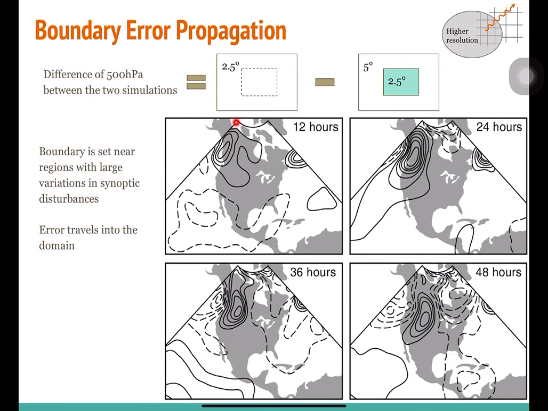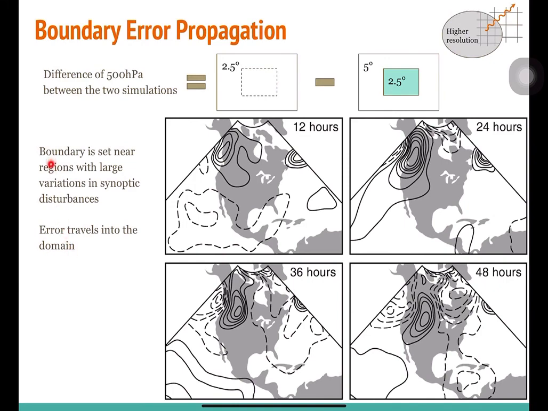Okay, this is the error or the difference between these two simulations. You can see that something is different starting from the boundary, and then this propagates inward into the domain. Okay, so error travels into the domain.